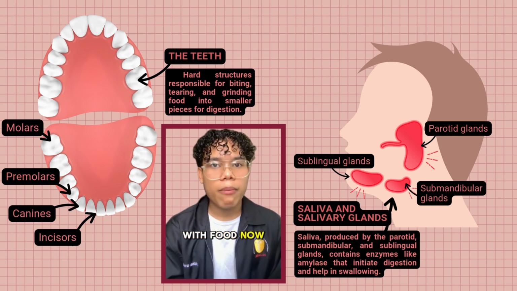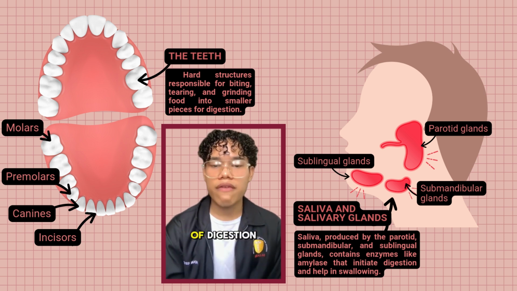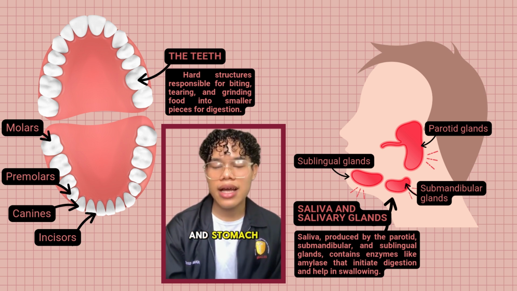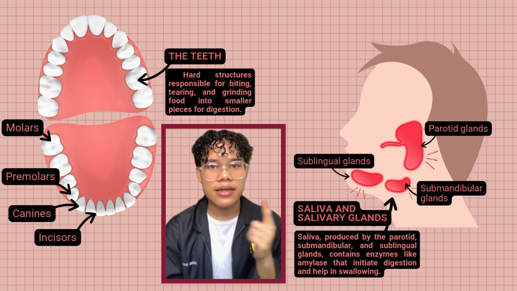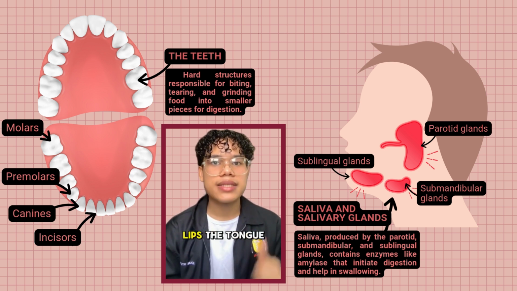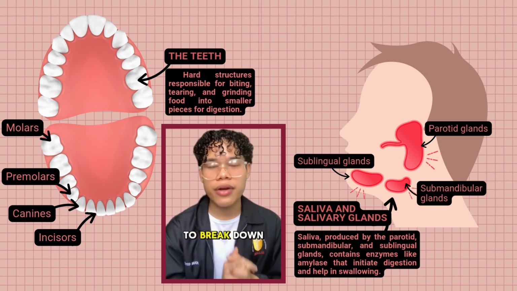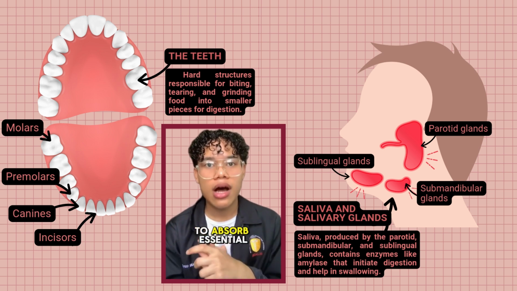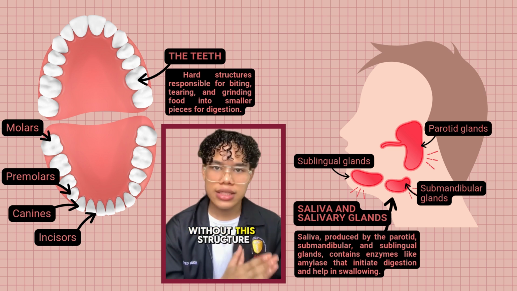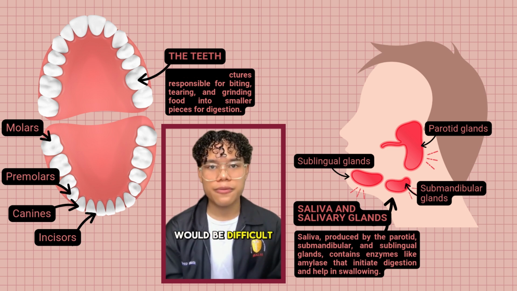With food now properly broken down and mixed with saliva, it is ready to move into the next phase of digestion in the esophagus and stomach. But as we've seen, everything starts right here in the oral cavity. So basically the lips, the tongue, teeth, palates, and salivary glands work together seamlessly to break down food mechanically and chemically, making it easier for the body to absorb essential nutrients. Without this structure, digestion would be inefficient and nutrient absorption would be difficult.